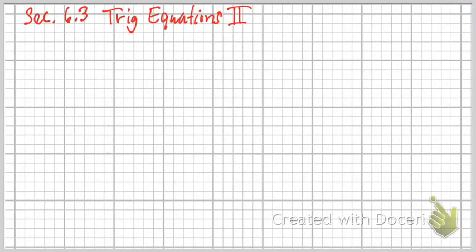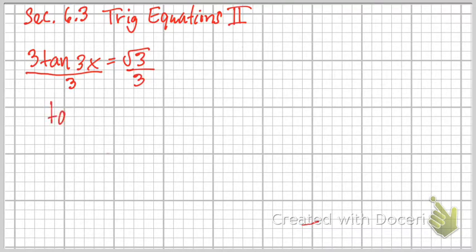Now we're going to try this one here. It's 3 tan of 3x equals square root of 3. So the first thing we would do here to isolate the trig function would be to divide by 3, just like the previous ones. So now we have the tan of 3x equals square root of 3 over 3, which we know is just equal to 1 over the square root of 3.